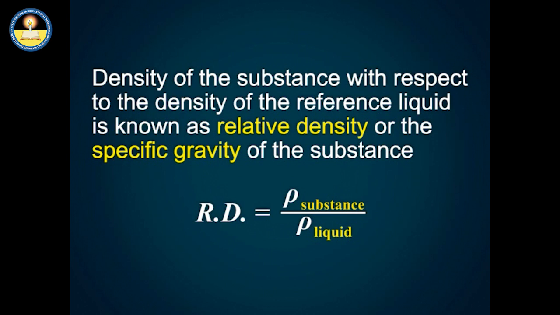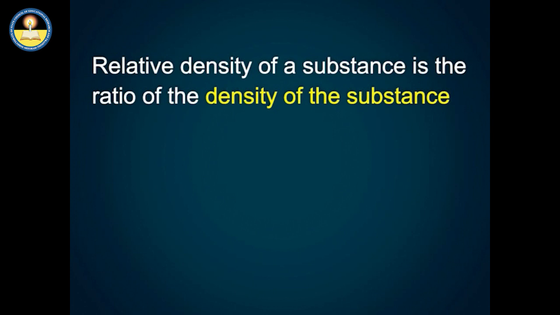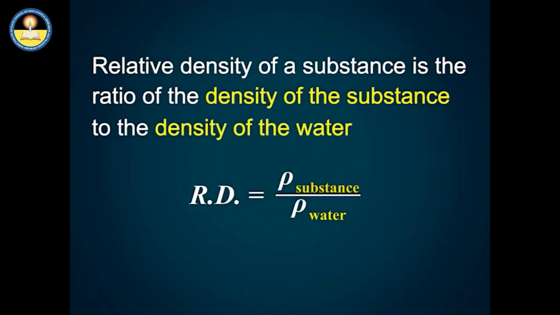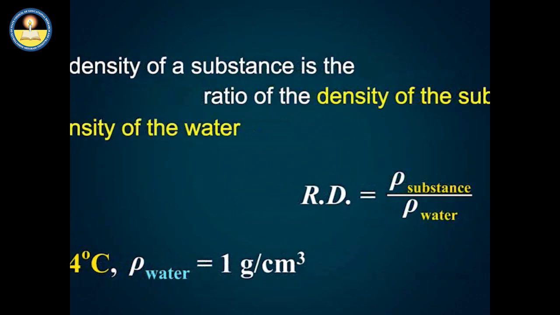Generally, water is used as the reference liquid. Thereby, relative density of a substance is the ratio of the density of the substance to the density of water. Generally, we use the density of water at 4 degrees Celsius, as it is 1 gram per cubic centimeter.